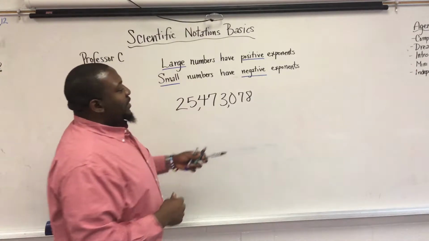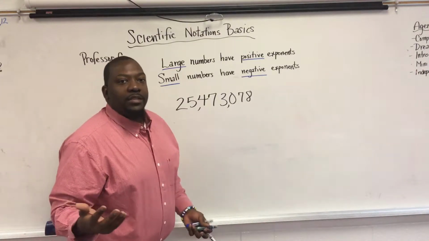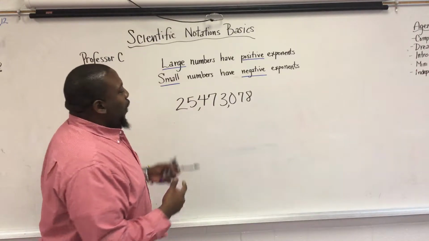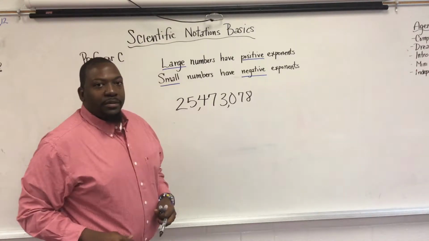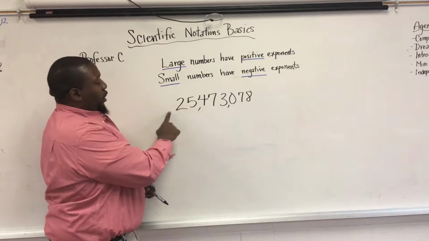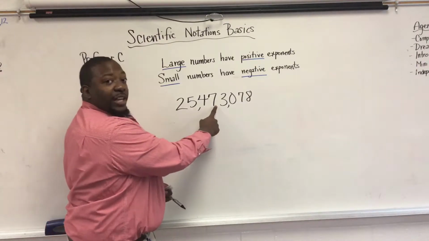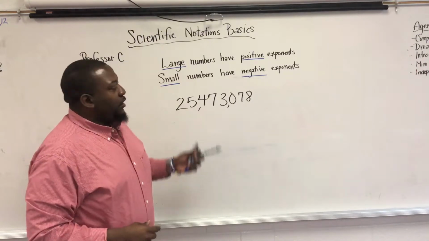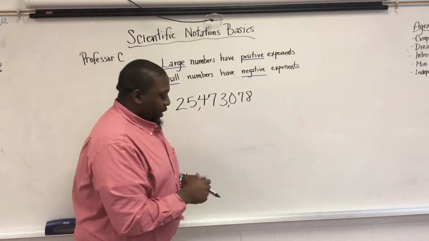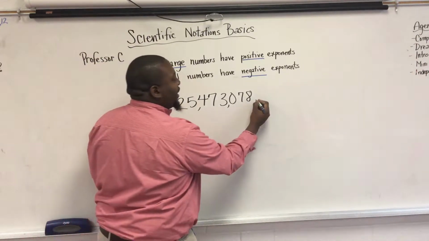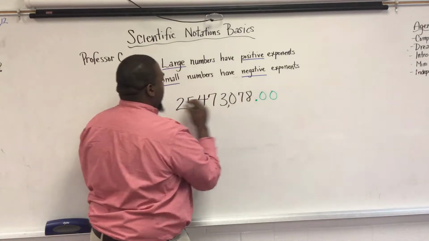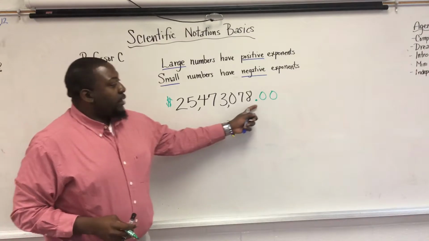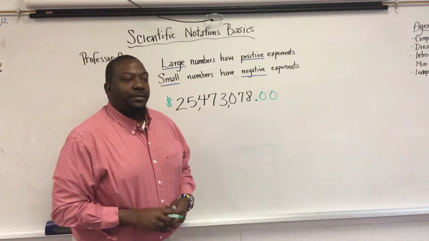Now, some students may say, well, I don't see a decimal point. Remember, think about it like money. Where would the decimal point be in this number? Would it be here? Would it be here? Would it be down here? I think it will be at the end of the number, because this would represent money, right? Imagine if this was money. Do you now see where the decimal place would be if it's not shown initially?